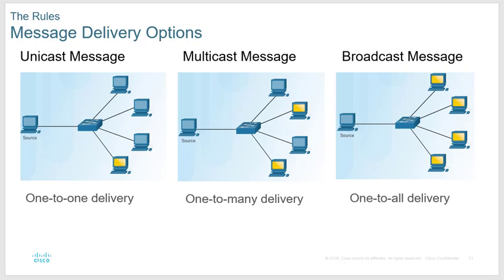A broadcast is one to all. So when your PC first starts up at a business, it doesn't typically have an IP address. So it has to send a broadcast out to everybody on that network and say, "Hey, I need an IP address." And then the DHCP server would get that broadcast, respond to it, and give it an IP address. So that's an example. So unicast, one-to-one; multicast, one-to-many; and broadcast, one-to-all.